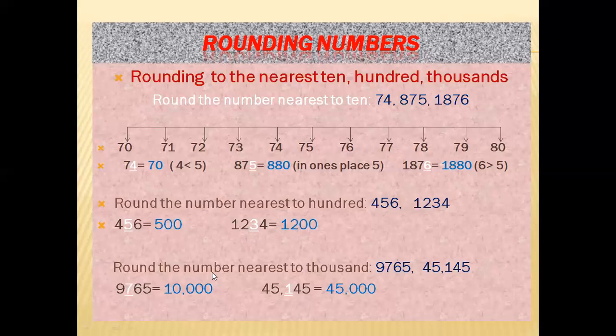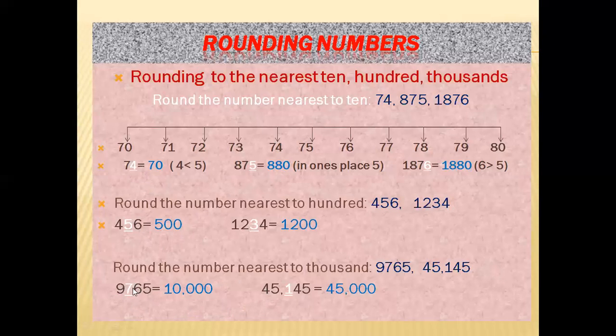Okay, see, round the number to the nearest 1000. Nearest to 1000, see, 9765. You have to see the place value, the hundreds place. Which digit is there in the hundreds place? You have to see that digit. Round to the nearest 1000 means you have to see the hundreds place. Nearest to 10 means you see the ones place. Nearest to 100 means you see the tens place. Nearest to 1000 means you see the hundreds place.